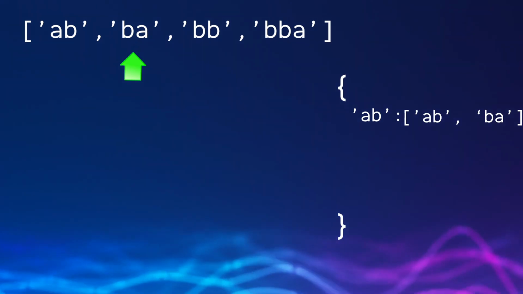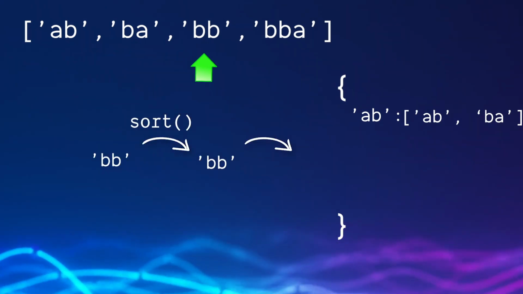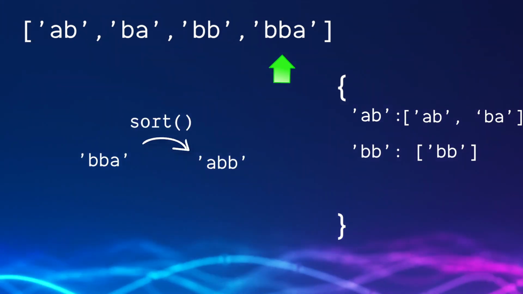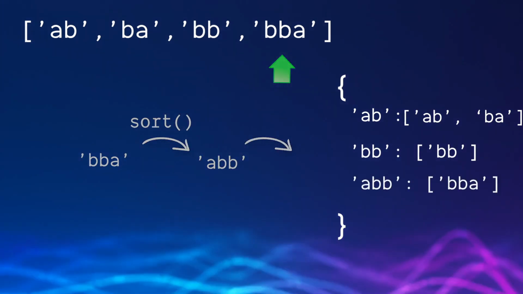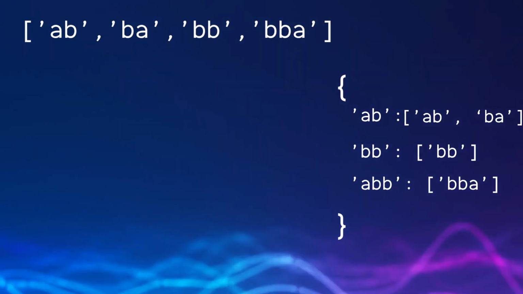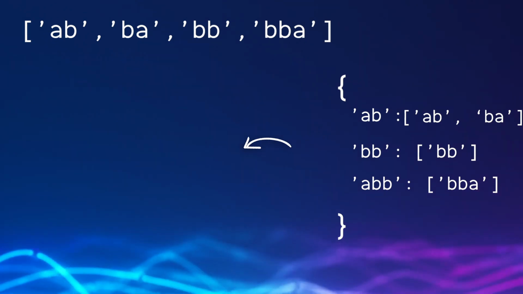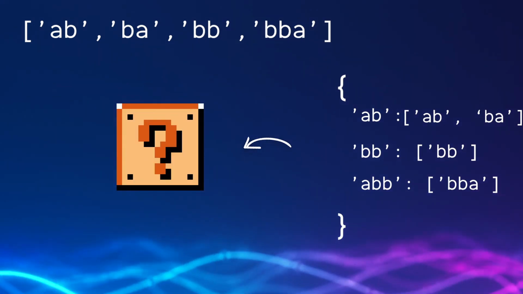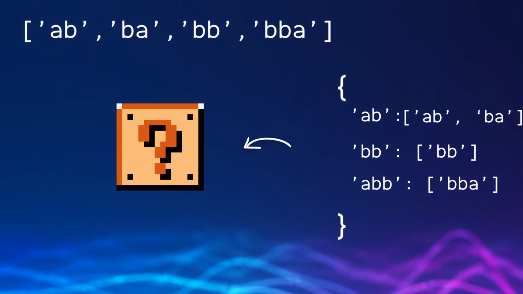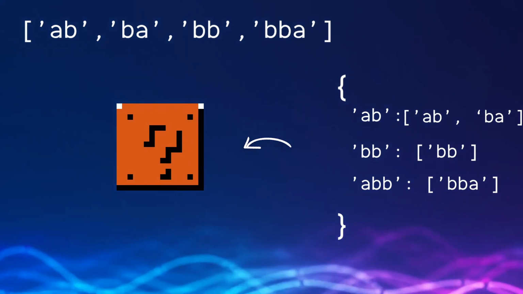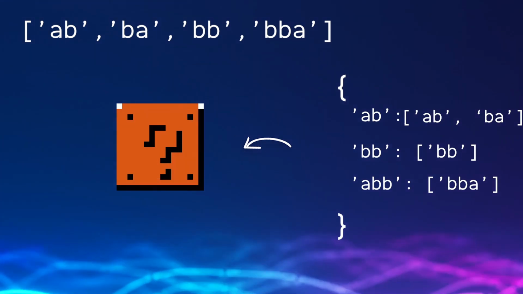Next for BB, we sort, see it doesn't exist, and add it. Same case for BBA: sort, it doesn't exist, so we add it. At this point, we've built up our hash table, but the last important step is to convert this to an array of arrays. So we already have arrays at each key, and we need to just get the values in a flat array. Now there's a pretty simple way to do this in both JavaScript and Python, which we'll look at as we code it up.